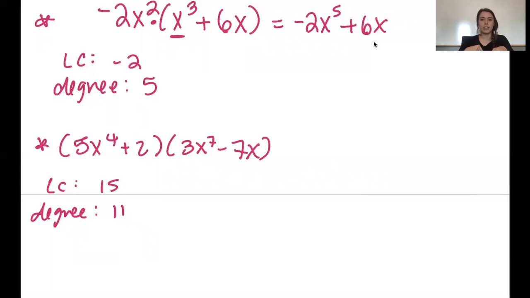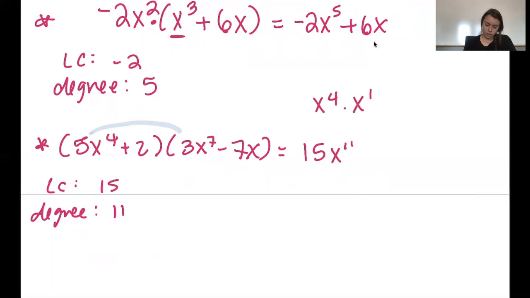For this one, it's kind of the same as the last one, but you don't need to do as much work as you think. You don't need to FOIL this completely out. Between what I could multiply, these two terms multiplied together would give me the largest exponent of all of them. I know that 5 times 3 is 15, and x to the 4th times x to the 7th is x to the 11th. So those are those ones.